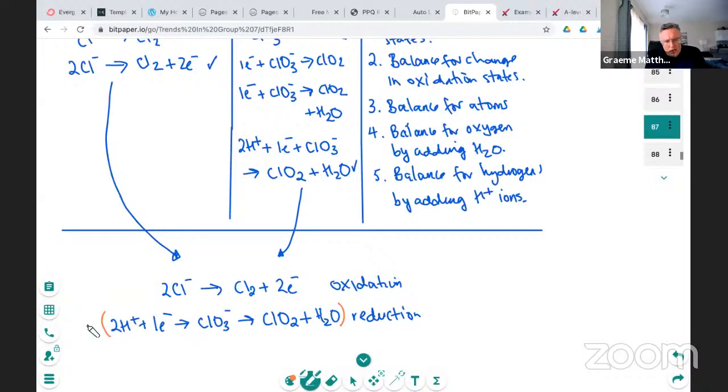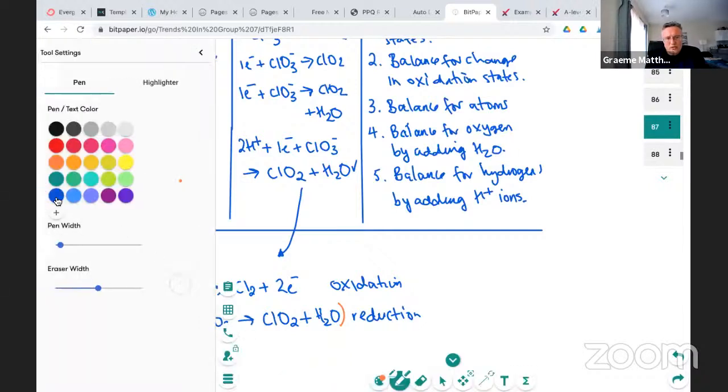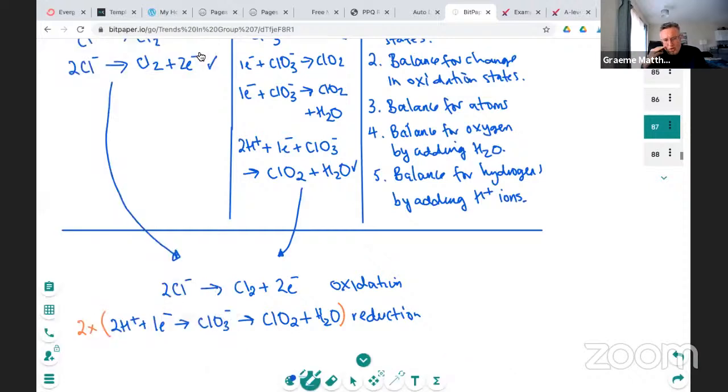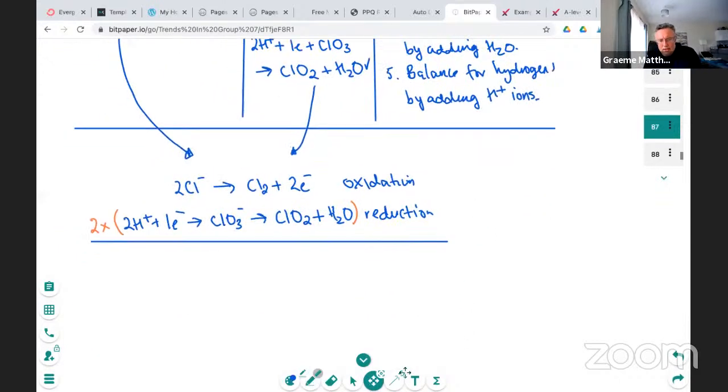All right, so I'm going to multiply this through by 2. Why? Well, logic would dictate that the electrons released during oxidation must equal the electrons gained during reduction. Otherwise, we're going to have a bit of a problem. So, to speed things up, I'm going to multiply through by 2 and add them together at the same time. All right, so here we are.